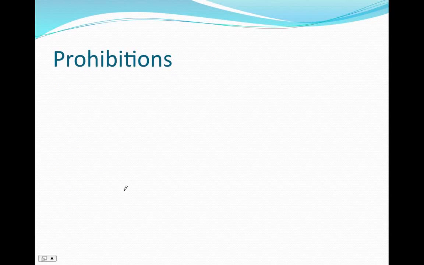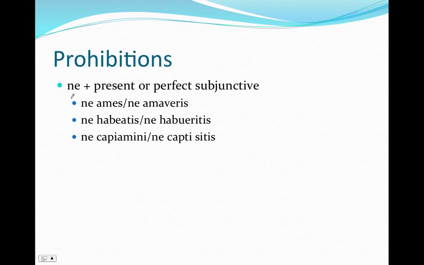The second way would be to use a prohibition, and this is a subjunctive clause. So we're going to use ne plus the present or perfect subjunctive. These will translate identically. So whether the Latin author uses the present subjunctive or the perfect subjunctive, they're going to mean the same thing to an English speaker. So ne ames, don't love, is the same as ne amaveris, don't love. So here is the perfect subjunctive, ne amaveris, ne ames, don't love. Ne habeatis, present subjunctive, don't hold.